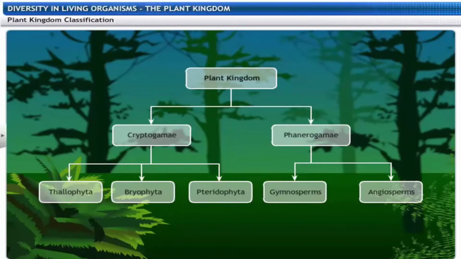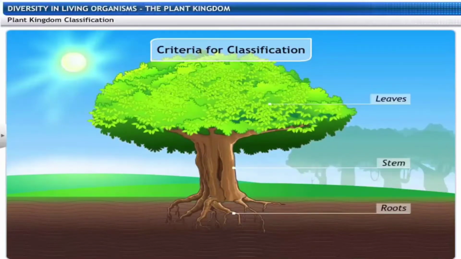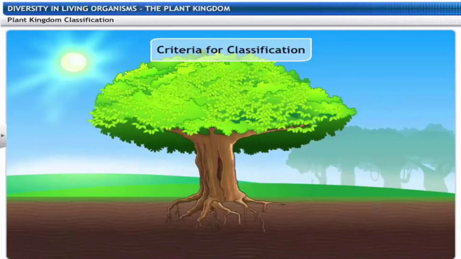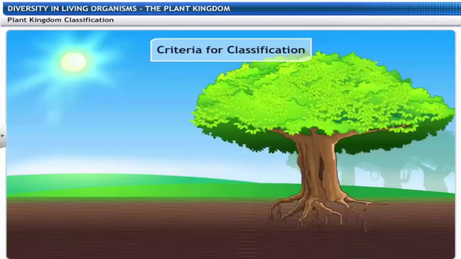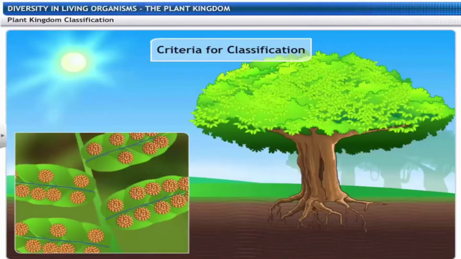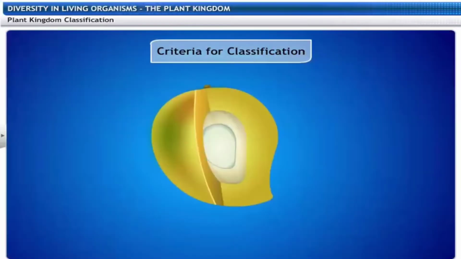Let us see what are the different characteristics based on which the plant kingdom is classified. The four different characteristics are: whether the plant body is well differentiated into stem, leaves and roots, whether these differentiated plant body parts have special tissues for transport of water and other substances, whether they have the ability to bear seeds, and whether the seeds are enclosed within a fruit.